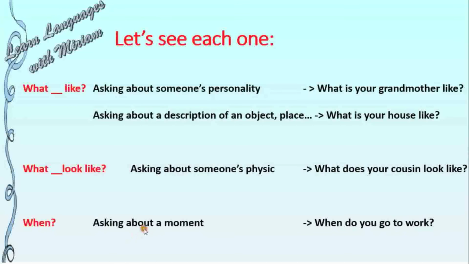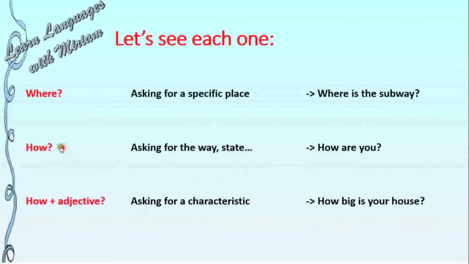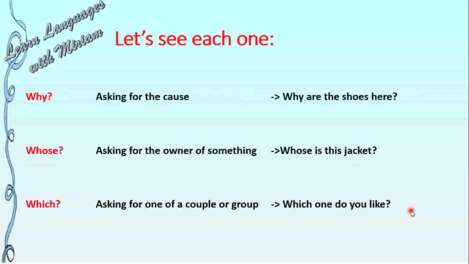When, for asking about a moment. For example, when do you go to work? Where, for asking for a specific place. Where is the subway? How, for asking for the way or the state. How are you? How plus adjective for asking for a characteristic. For example, how big is your house?